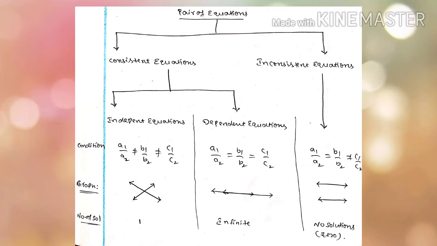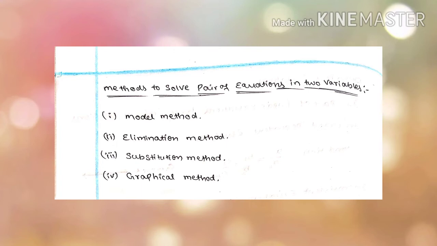And the graph of the independent equations: independent means one solution, so they have intersecting lines. Dependent equations have infinite solutions, okay? So they will be coincident lines. And third one, inconsistent equations have no solution, so they are parallel lines. So independent equations have one solution, dependent equations have infinite solutions, inconsistent equations have no solutions.